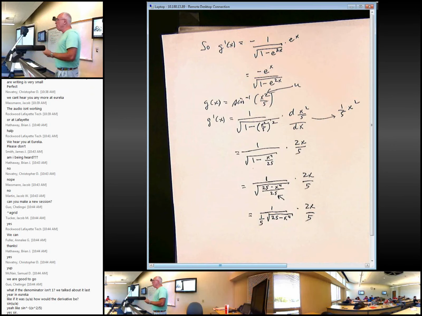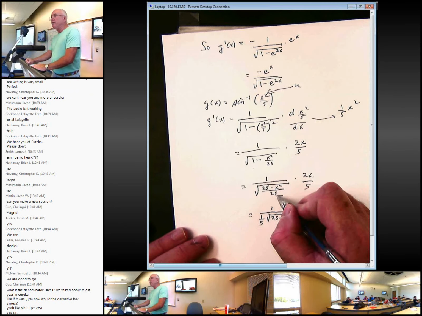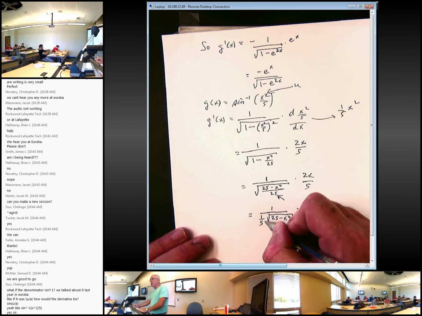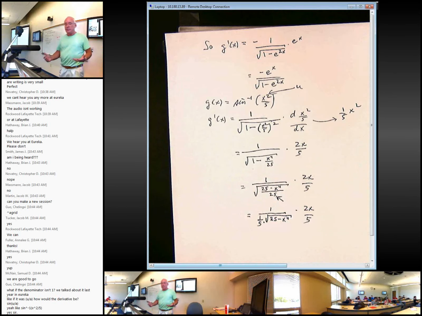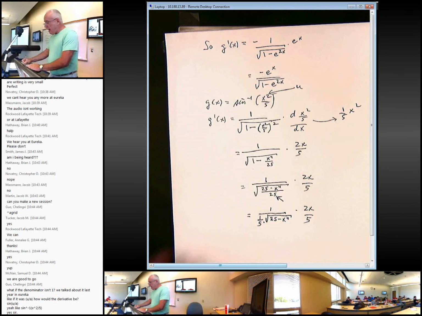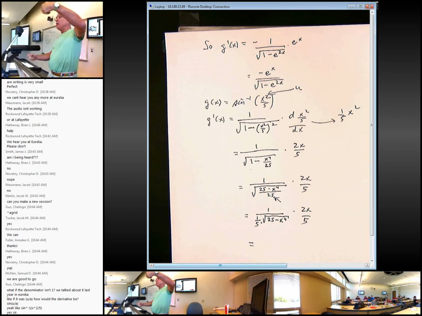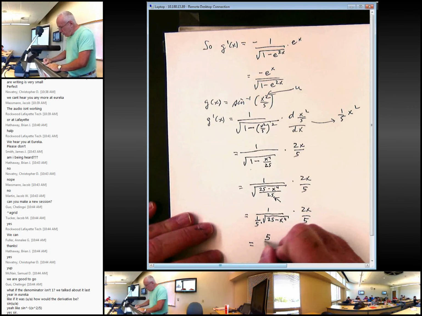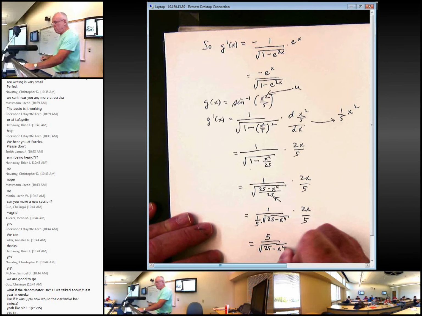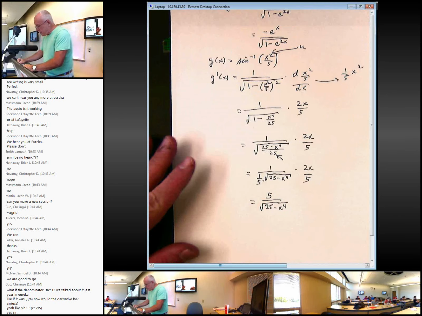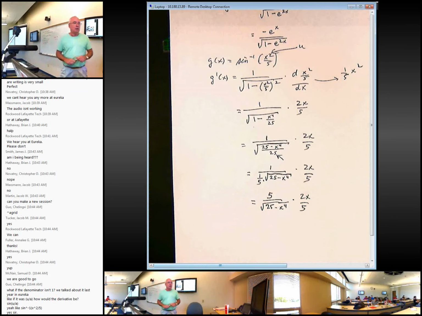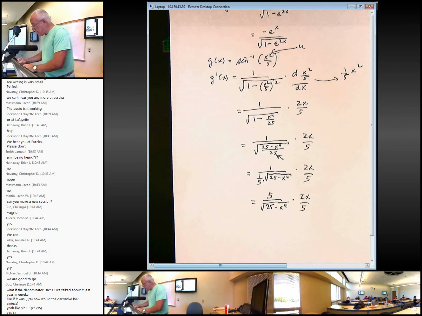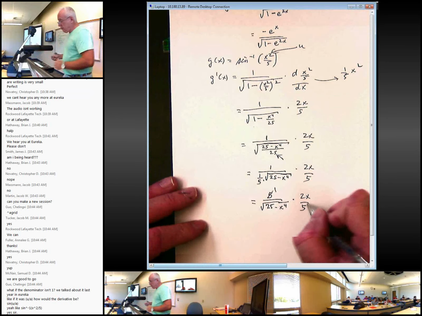Because I do the square root of 25, which is 5, but this 25 is in the denominator, so I have to keep it here in the denominator. And then there's one other thing I can do with this. If I'm dividing by 1/5, that's the same as multiplying by 5. So this is really equal to 5 over the square root of 25 minus x to the 4th power times my 2x over 5. And it just looks like we've got 5s we can cancel out. So let's go on and do that.